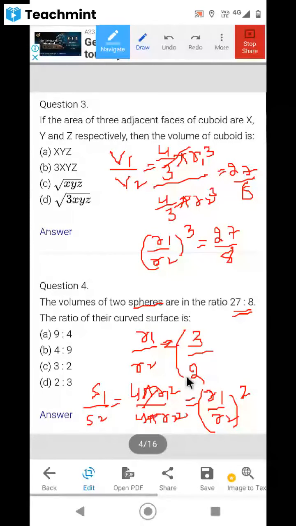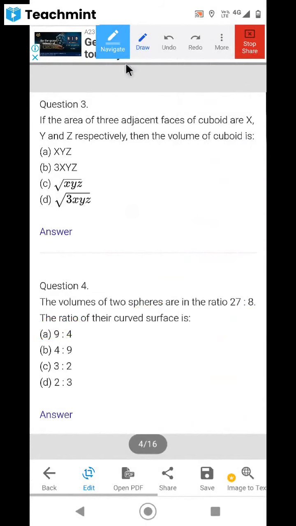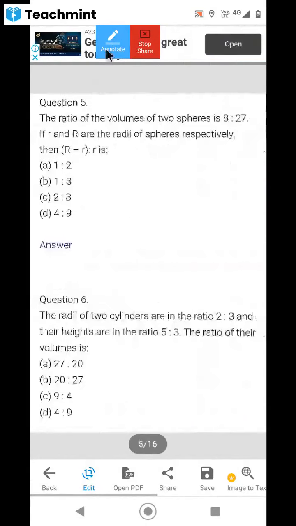Everybody got it, dear children? How to do it? Yes, sir. Okay, so this kind of question may be asked in your MCQ, so you should be ready to solve that. All right, so let's move on to the next question, the fifth question. Do this.